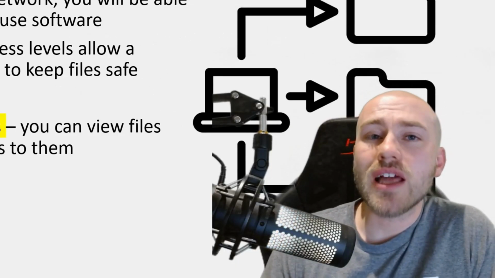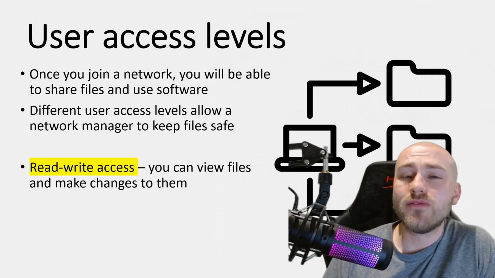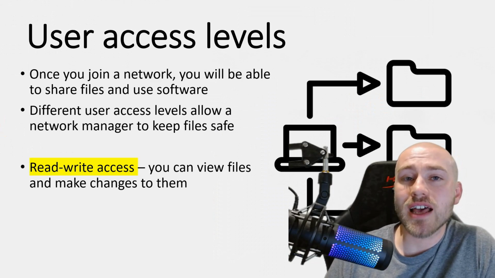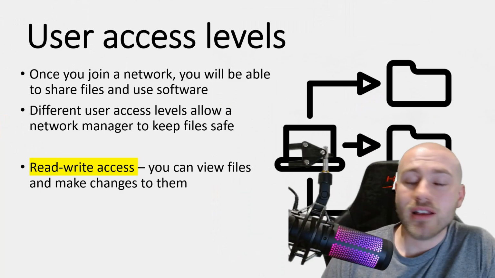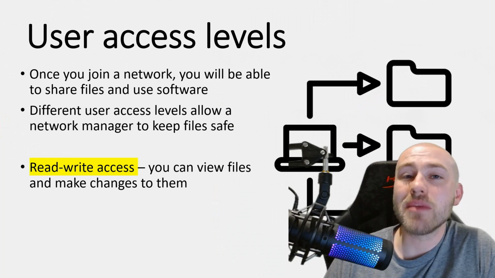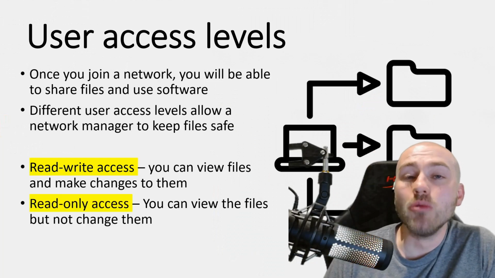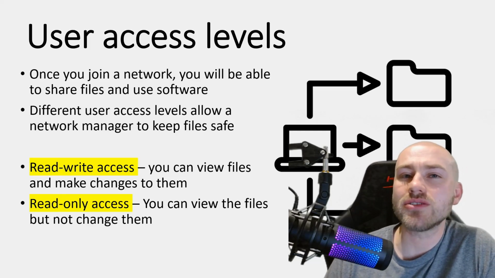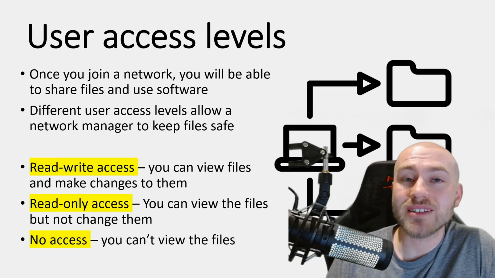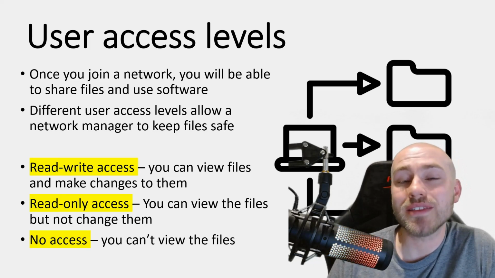So there's 3 different levels of access that I want to talk about. The first one is called read-write access. This would be someone very high up, someone like the network manager, and they can view any files and they can make changes to them. Read-only access is where you can view the files and read them, but you can't make any changes to them. And finally, just having no access. You're not allowed to see them, you're not allowed to do anything to them.